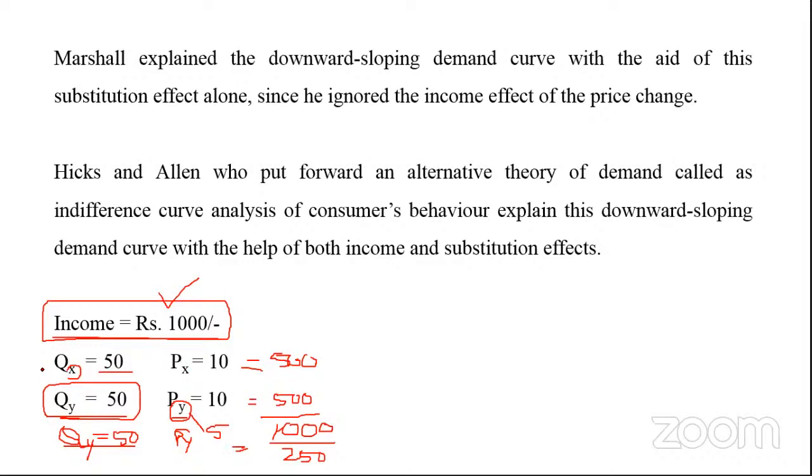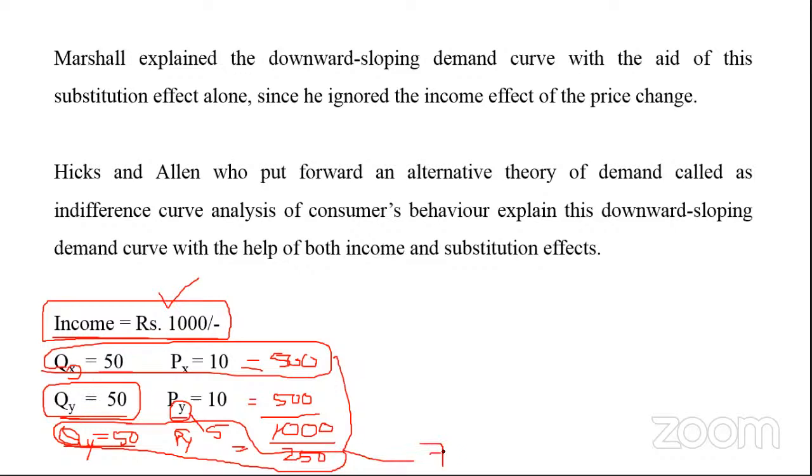So this is 500 rupees plus 50 units of good Y at the price of 5 rupees, which becomes 250. 500 plus 250 becomes 750 rupees. The remaining 250 rupees will remain with the individual. This 250 rupees is savings, saved income, because prices fell, so some of his income is saved. How will the saved income be used? He further spends the remaining 250 rupees on purchasing good X or good Y. That is what we know as the income effect.